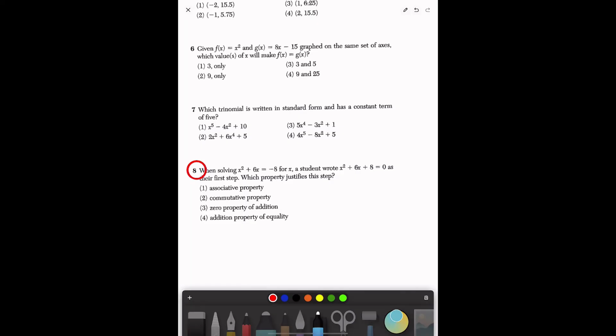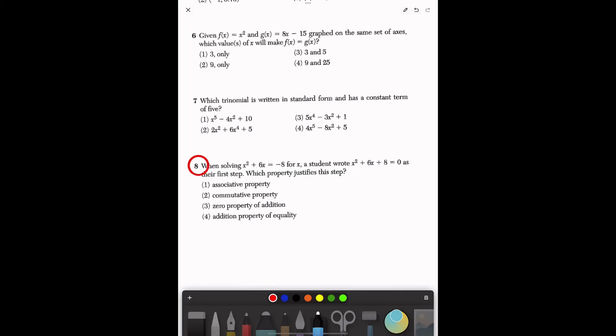Just as in question number 7, the calculator really won't help you with this one. You have to know your properties in order to get this question. So let's go through this, right? We've got this quadratic equation: x squared plus 6x equals negative 8.